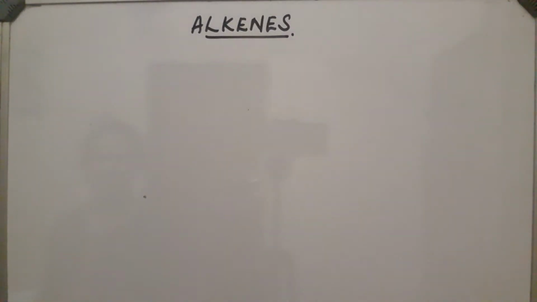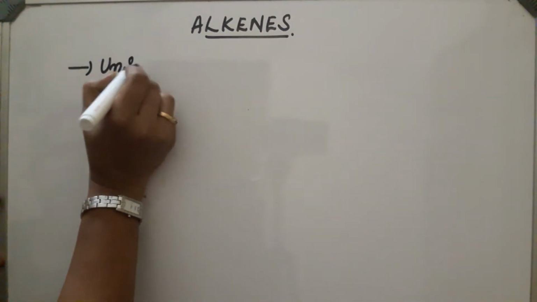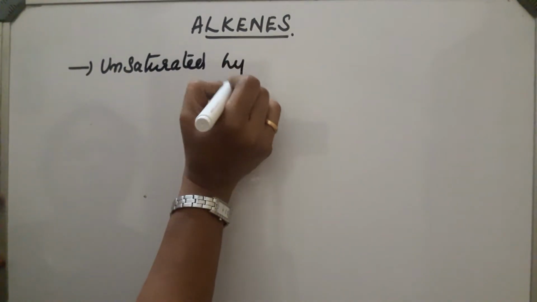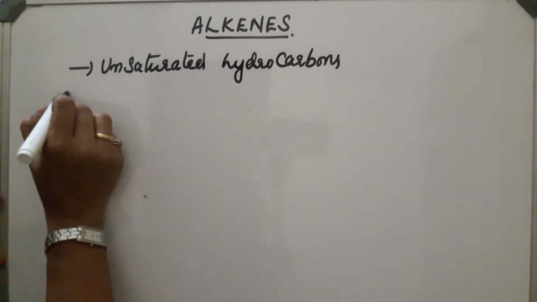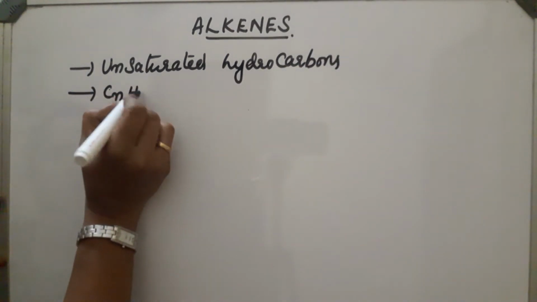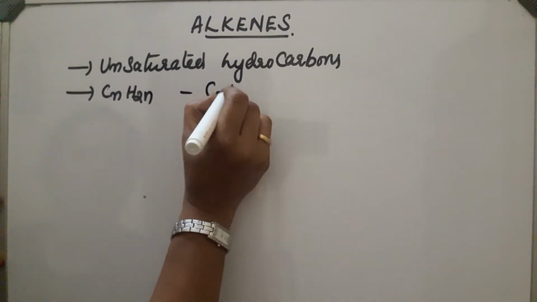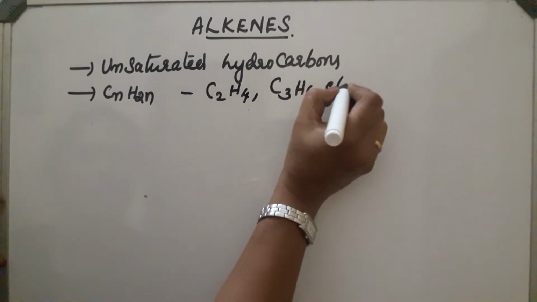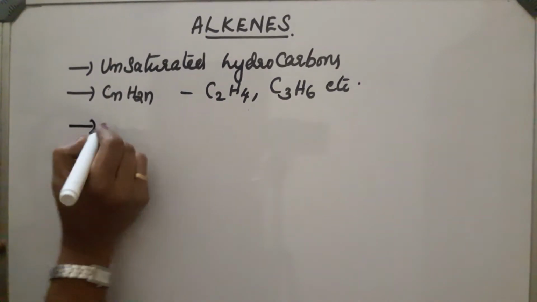Alkenes. Alkenes are unsaturated hydrocarbons containing double bonds. Its general formula is CnH2n. For example, C2H4, C3H6, etc. are examples of alkenes. It contains a double bond. They are also called olefins.